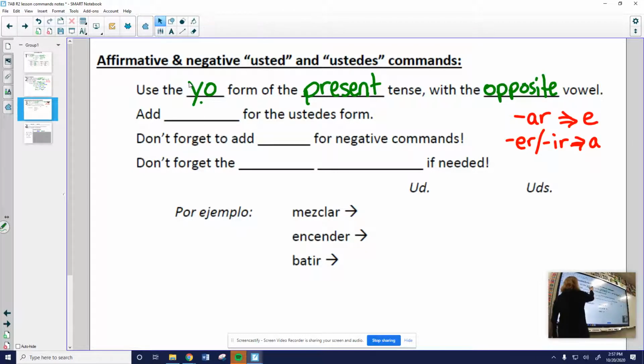Add an N for the ustedes form because the ustedes form in the present tense usually has an N at the end of it, right? Ellos, ellas, ustedes, con N. Don't forget to add the word no if you're telling someone to not do something, to make it negative, don't do that. Otra vez, don't forget the stem change if needed.